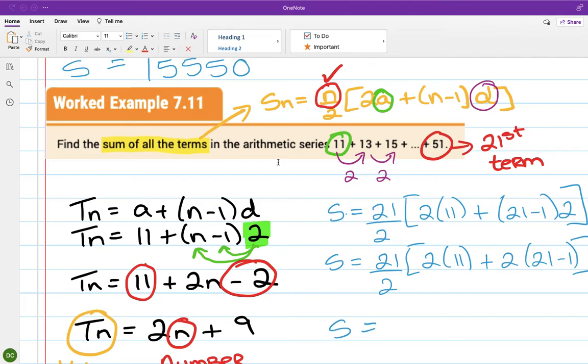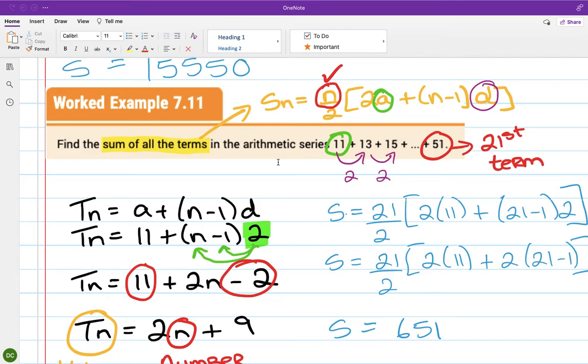Type it in. So 21 over 2, open bracket, 2, open bracket, 11, close bracket, plus 2, open bracket, 21 minus 1, close bracket, close bracket. And I'm getting 651. So if you add up all the terms of this sequence from 11 to 51, it should add up to 651. All right. So that is just an example of where you use both of the formulas together, because we had the 51, but we just didn't know what term number that was.